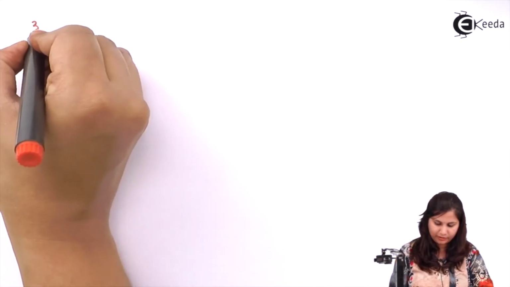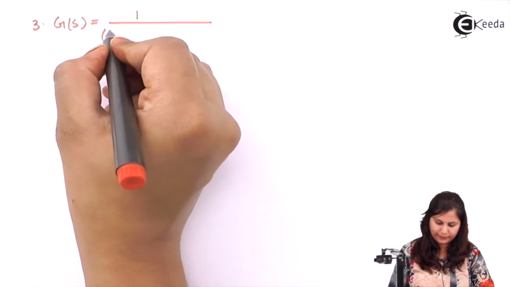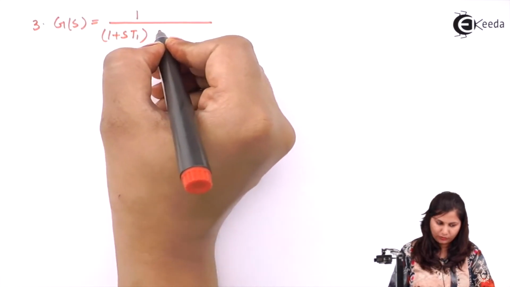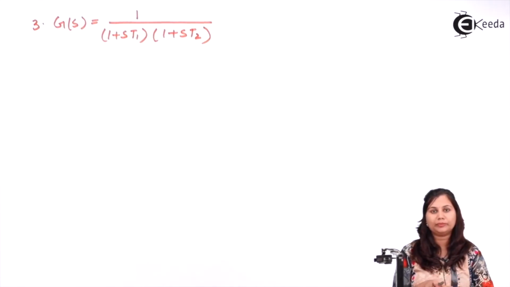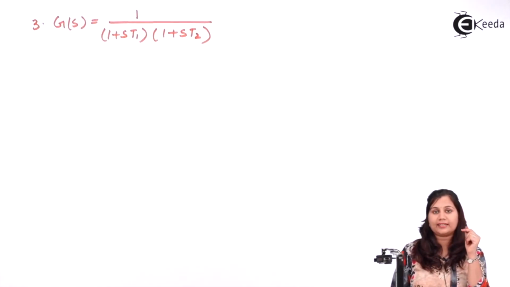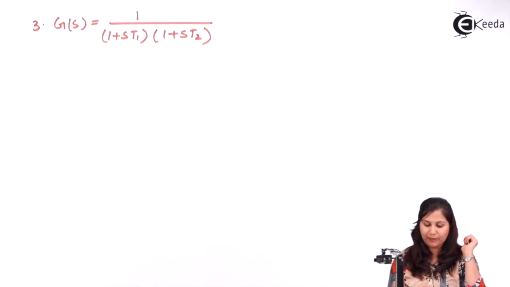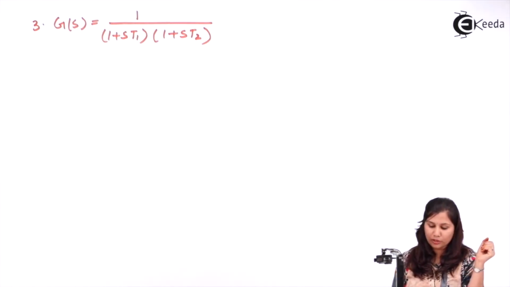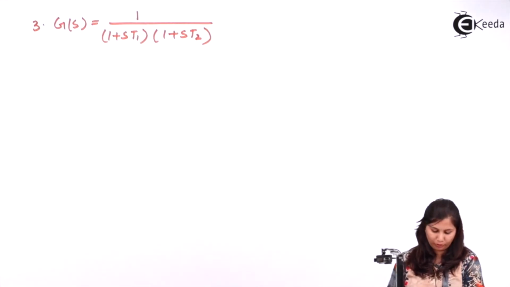Third, we have the transfer function in the form 1 upon 1 plus st1, 1 plus st2. Just remember these, what will be the shape of the polar plot. So if you see in the question that your transfer function is of this form, then you can get an idea that the shape of the polar plot will be like this. So just remember these few standard forms so that you will be able to get an idea of what will be the shape of the polar plot.